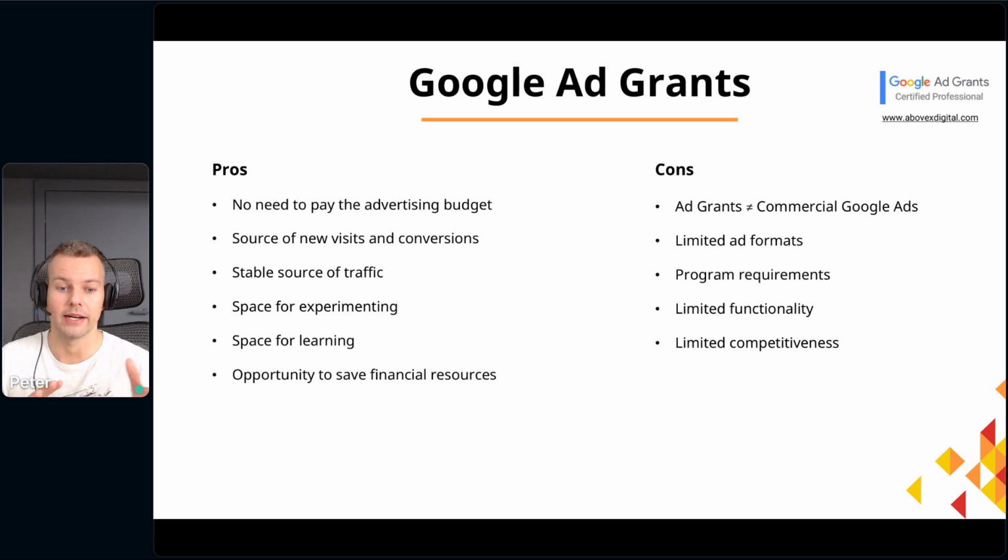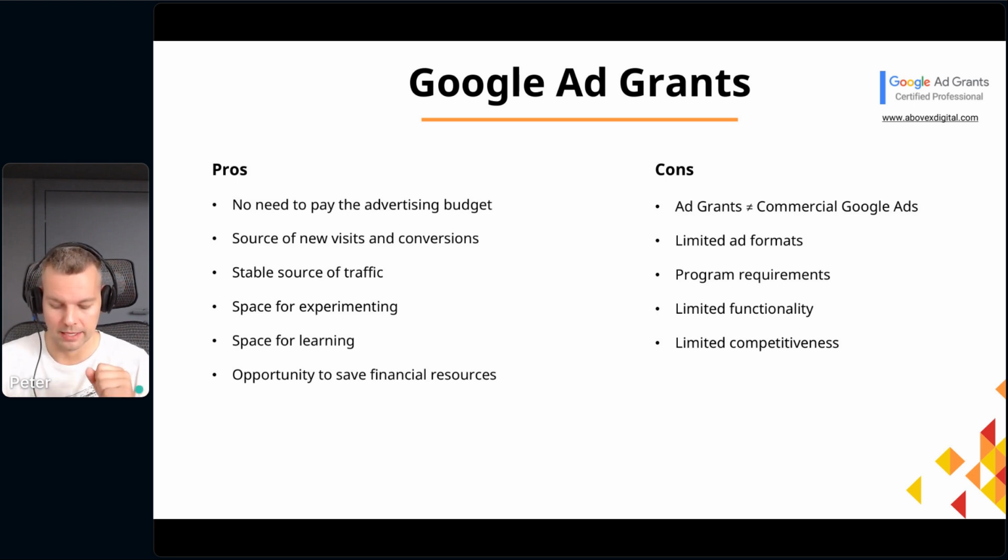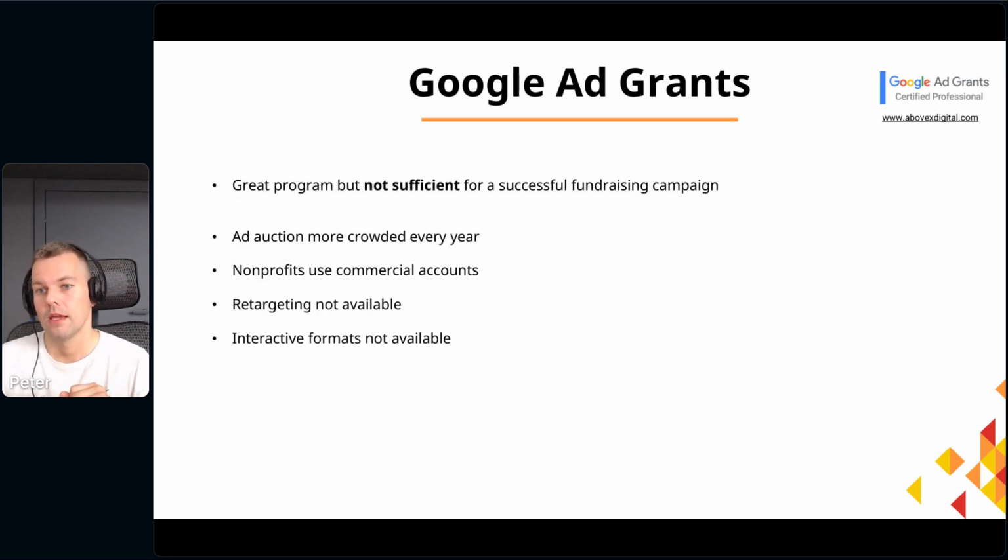Well, first and foremost, Google Ad Grants is not the same as a commercial account, right? Obviously, Google prioritizes commercial advertisers, right? Whoever pays them gets the top positions, and the grants advertisers are typically placed under those commercial advertisers. So that's obviously one disadvantage. Also, there's only a limited number of ad formats available. Like I said, it's just text ads. If you want to run banners or video, those are not supported in the grant account, and there are those compliance requirements you need to follow, right?